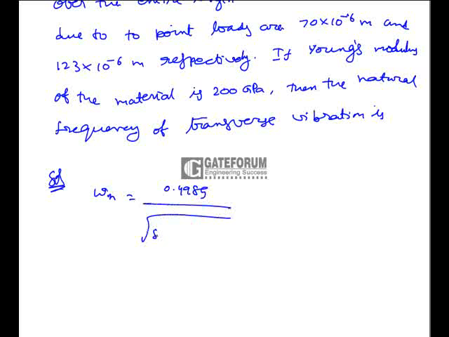root of delta 1 plus delta 2 plus delta 3 by 1.27, where delta 1 and delta 2 are static deflections due to point loads, and delta 3 is the static deflection due to the uniformly distributed load. Here, due to the uniformly distributed load, deflection is given by 5 by 384 WL power of 4 by EI. So now substitute all these values here.